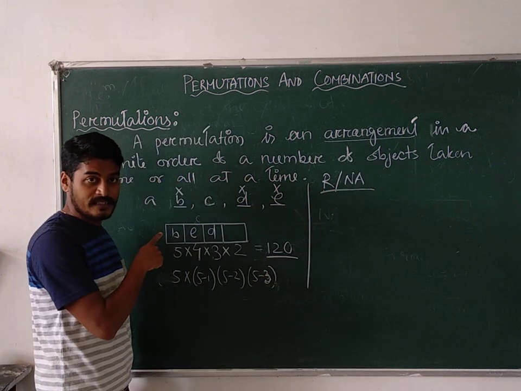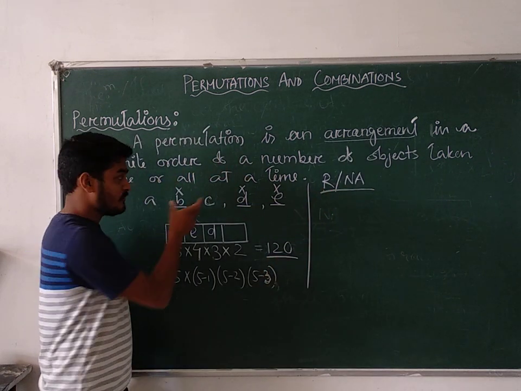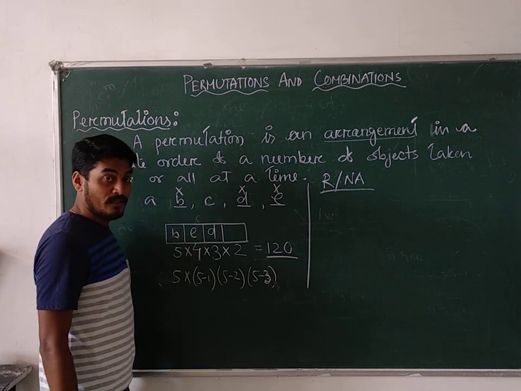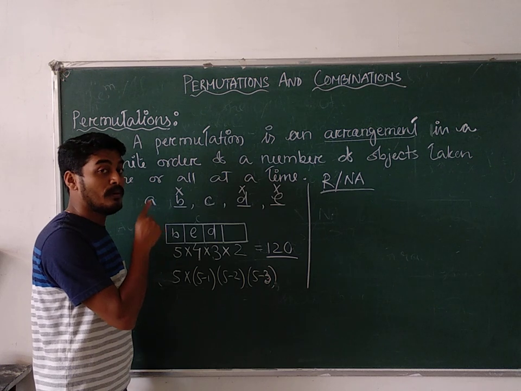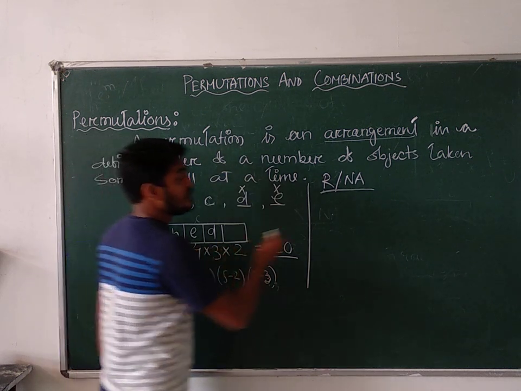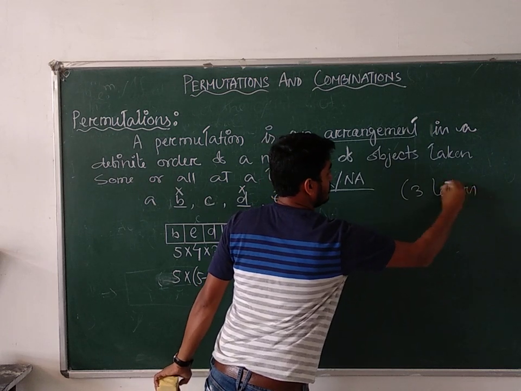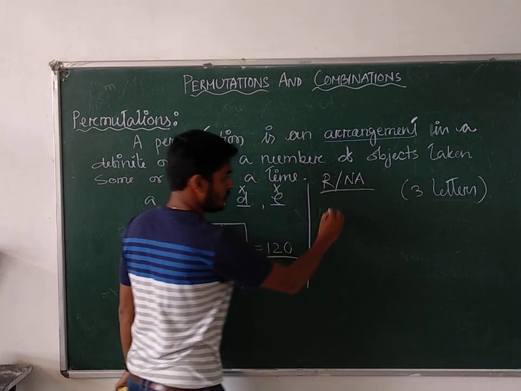This is a question of arrangement. Am I correct? Because 5 letters are there, you have to arrange 4 letters in between them to have a new word. So this is a complete question of permutation only. So how many 3 letters words can be formed? 3 letters words can be formed.